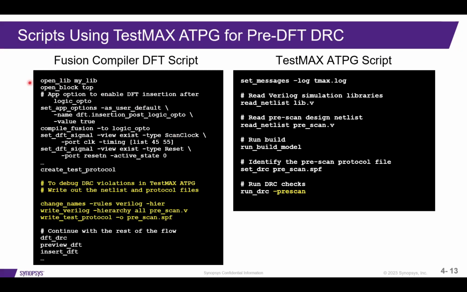So to compare the scripts between Fusion Compiler DFT and Testmax ATPG debugging: in Fusion Compiler, you specify all the DFT signals and all that, run create test protocol, save out the Verilog netlist and the test protocol, and take this Verilog netlist and test protocol into Testmax ATPG by reading in the Verilog netlist, the Verilog simulation libraries, loading the test protocol file, and running the command run drc-prescan.